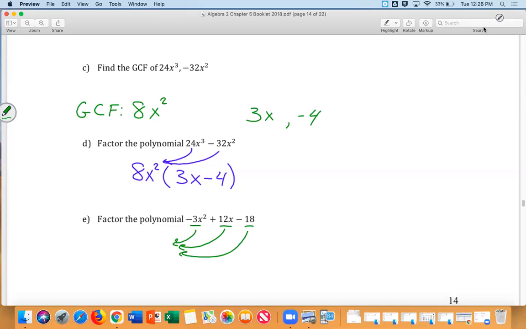3. So if I pull that 3 out, negative 3 divided by 3 is negative 1. X squared. 12 divided by 3 is 4. So 4x. Negative 18 divided by 3 is negative 6.